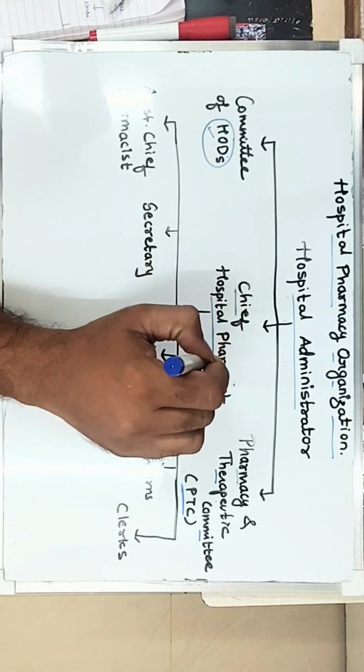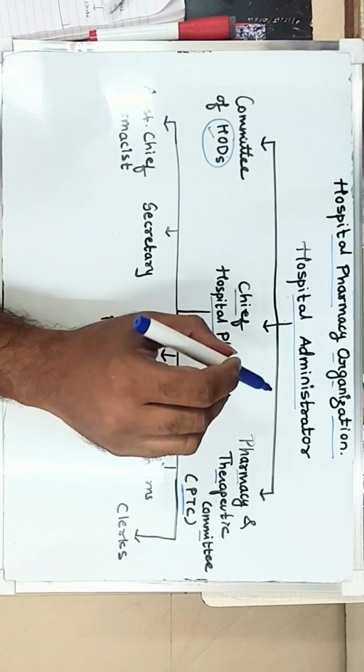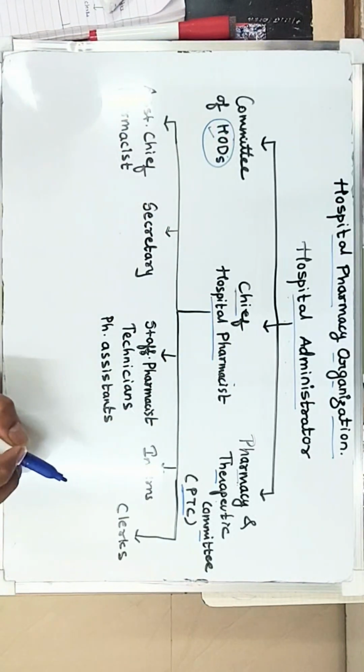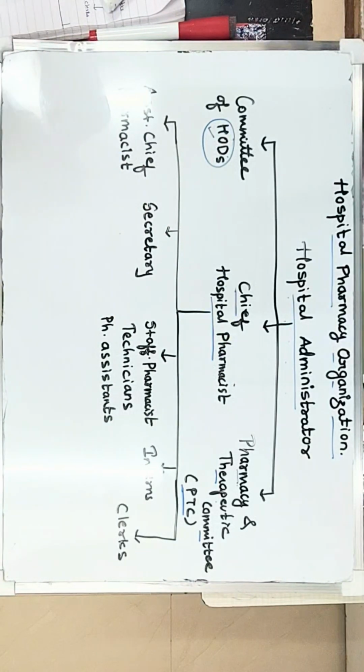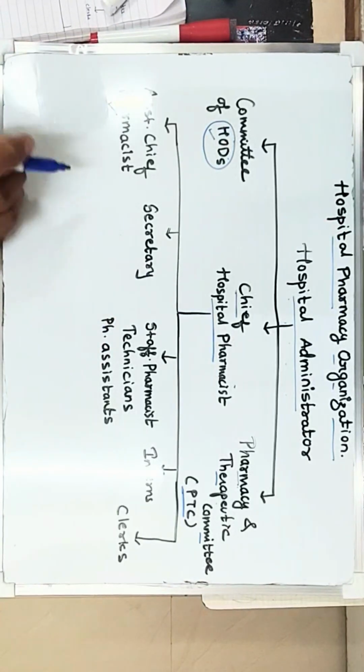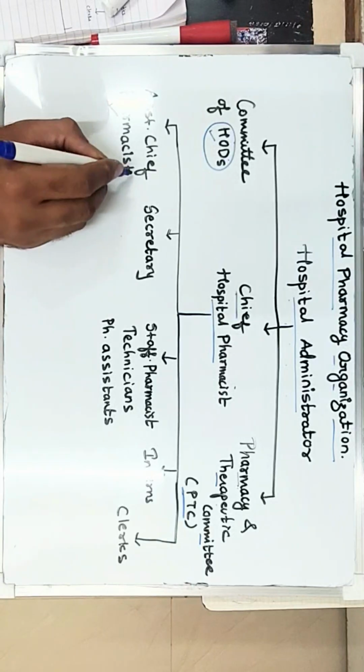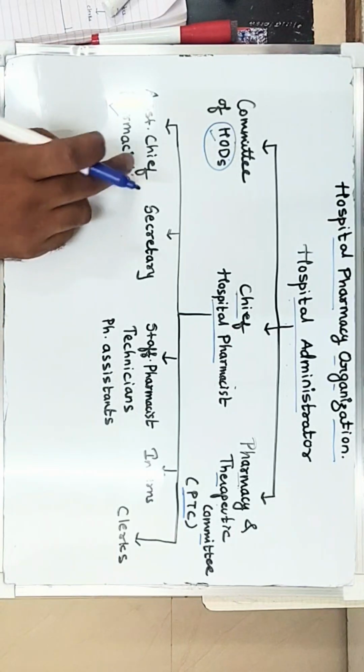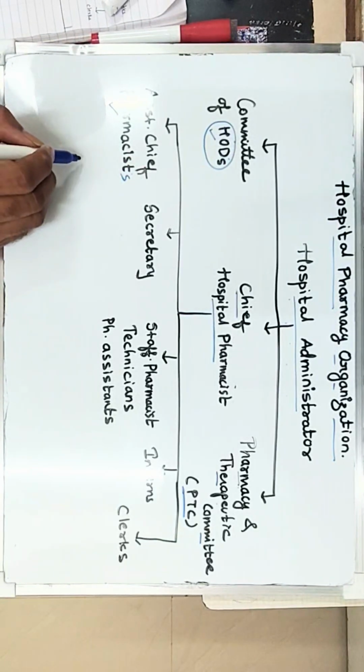So chief hospital pharmacist is going to manage a team of different persons who will efficiently work for successful running of hospital pharmacy. So एक hospital pharmacy में these are the personnel who are working. The assistant chief pharmacists, it can be one, it can be many also.